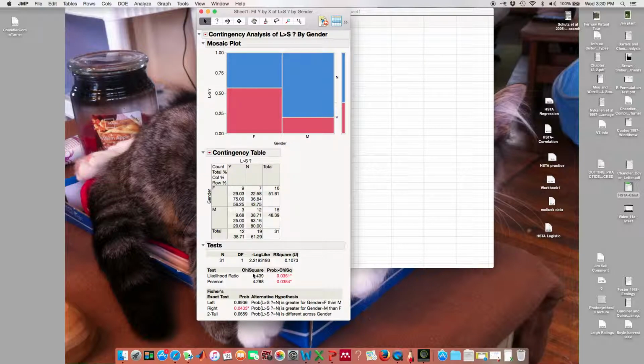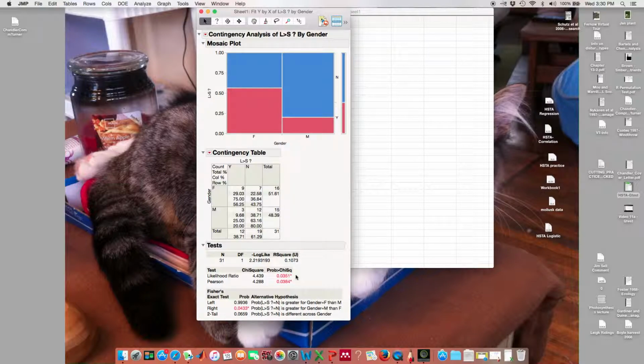So for my g-test, my test statistic is chi-square. We have a value of 4.439. But what we're most interested in is the p-value. So again, that's prob greater than chi-square. And we see that our p-value is 0.0351.